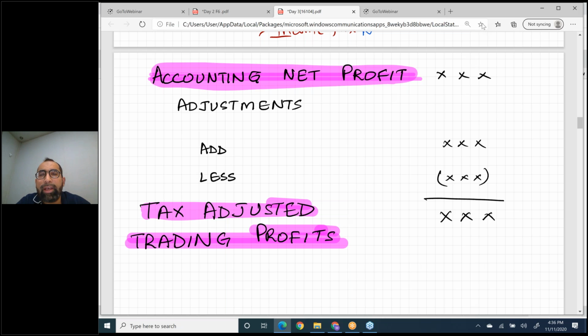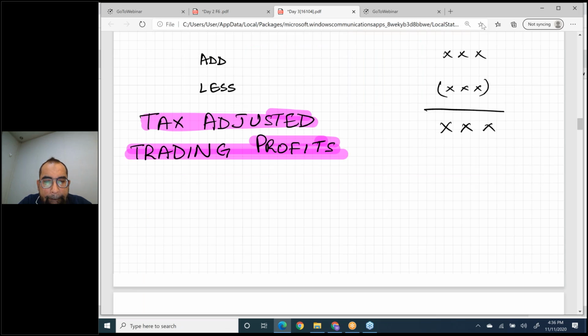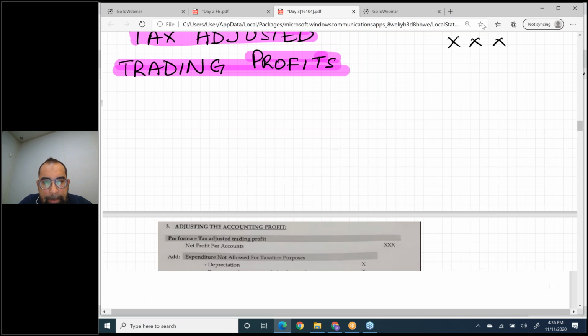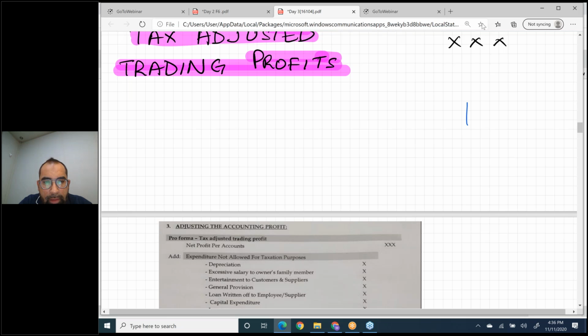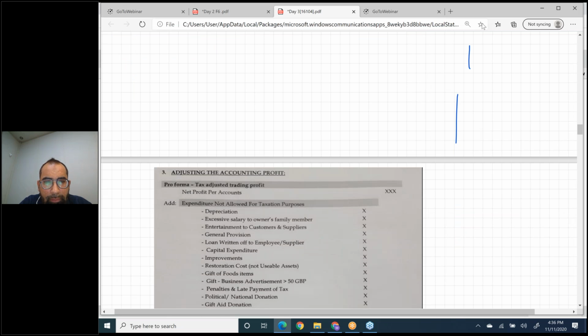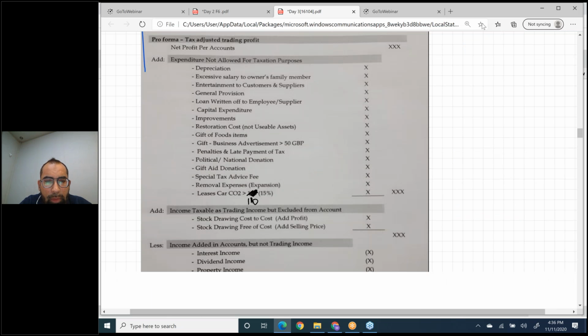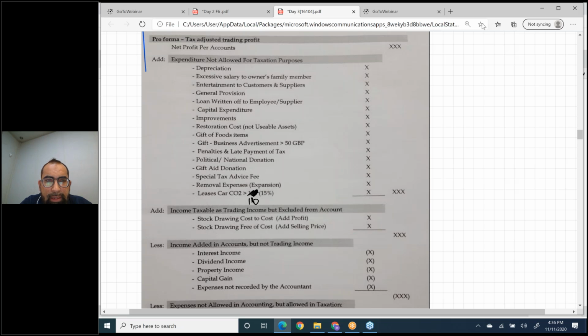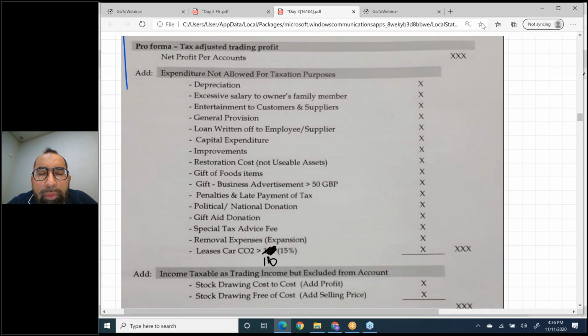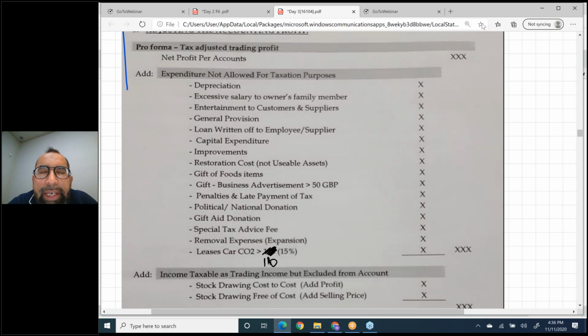Now, giving you a very outclass summary in front of you. I hope you can see this. See, there are total four adjustments. If you start the journey from accounting net profit and go to tax adjusted trading profit, there are four adjustments. The adjustment number one, this is the adjustment number one.